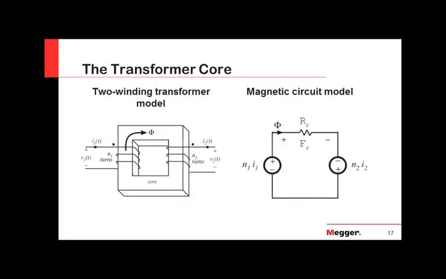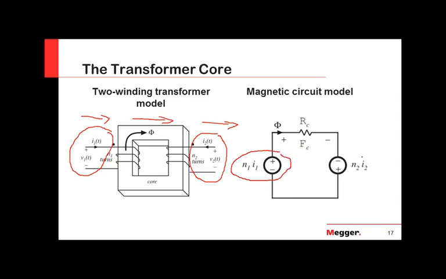When we look at the transformer core, we need to look at this as a two-winding transformer model. So you will have your primary side and the secondary side. The beauty of this is that the electrical energy is being converted into magnetic energy, and then this magnetic energy is transformed again into electrical energy at the output of this transformer.